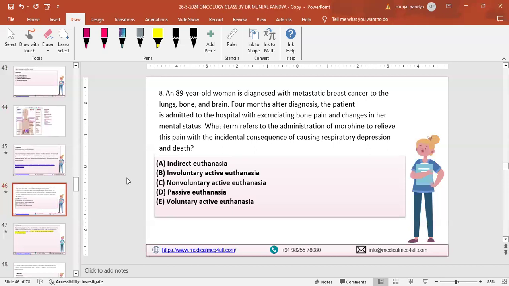If you did not read the legal ethics, go and read it. Here there is no logic, you need to mug up anyway.